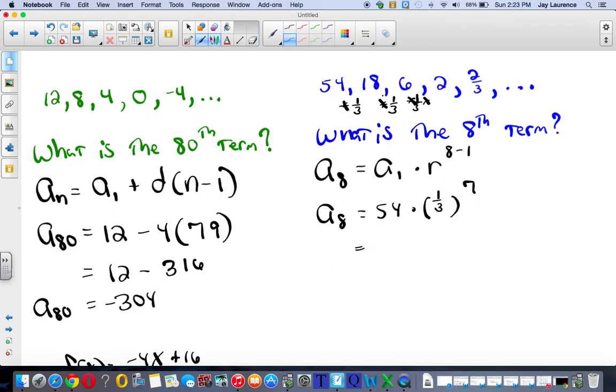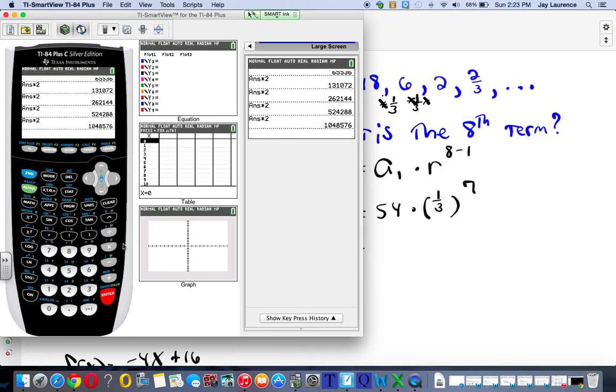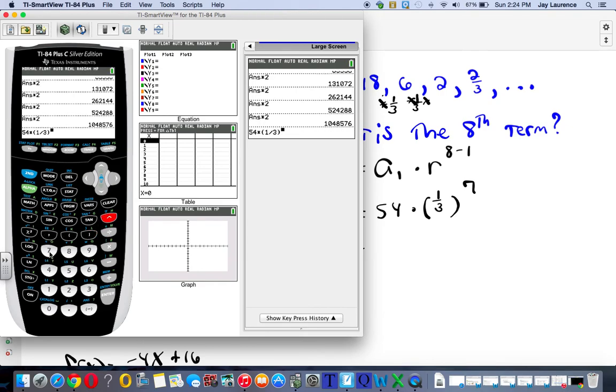So I don't know 1/3 to the 7th power off the top of my head, but I can go to my calculator here. So I'm going to do 54 times, and if you want to know how to put it in, here's how you do it. 1/3, and then I'm going to raise that to the 7th power. Now, this calculator knows the order of operations, so it'll do 1/3 to the 7th first, and then multiply by 54. Okay, order of operations, exponents before multiplication. All right, and there you go.